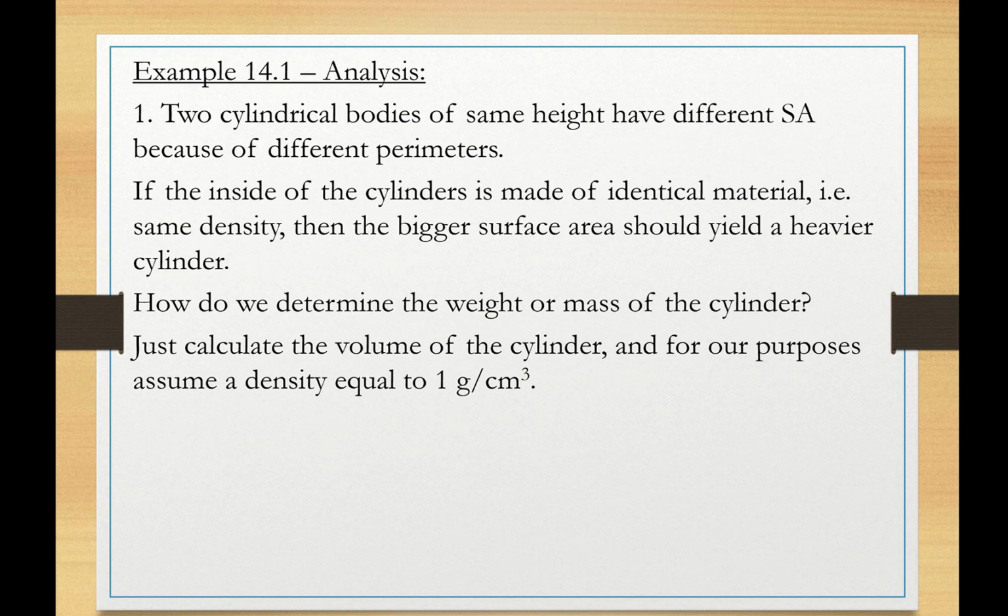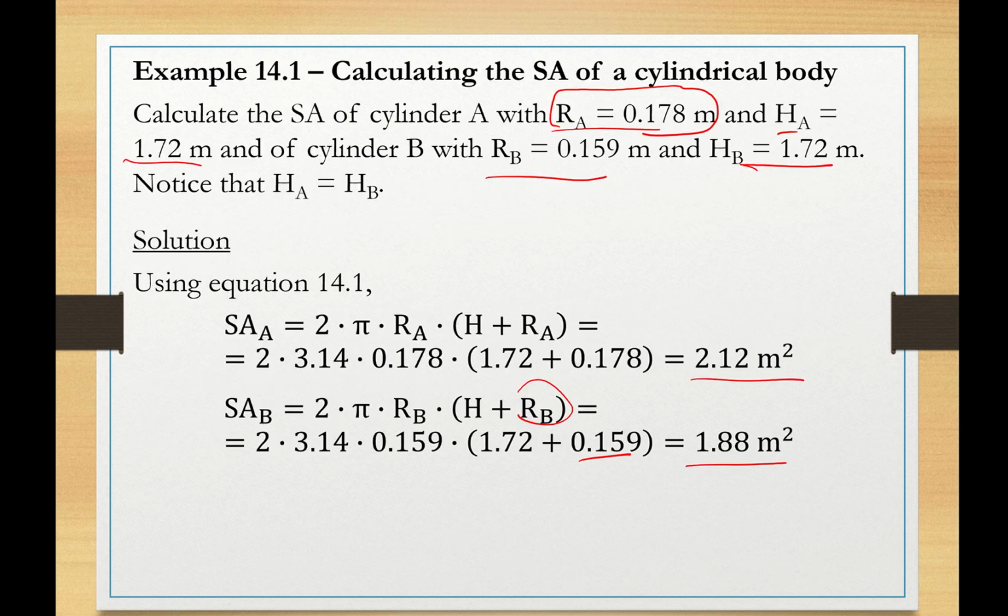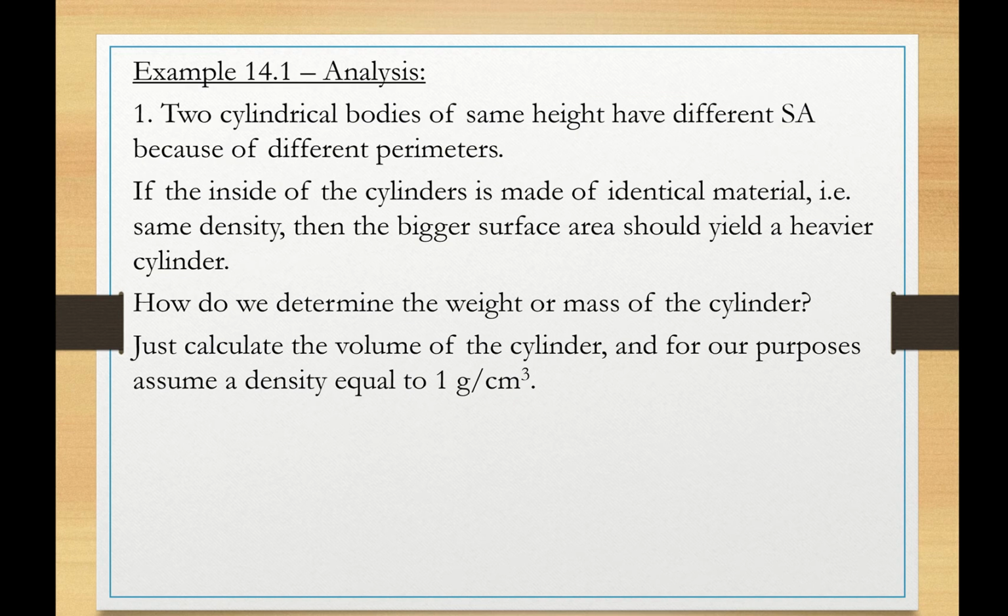Now, at this point, let me go back for a minute. We do not see the weight factor here, right? We can see the height. So when the height is the same, but the radius is different, that of course causes differences in the surface areas. How can we determine the weight or mass of a cylinder?